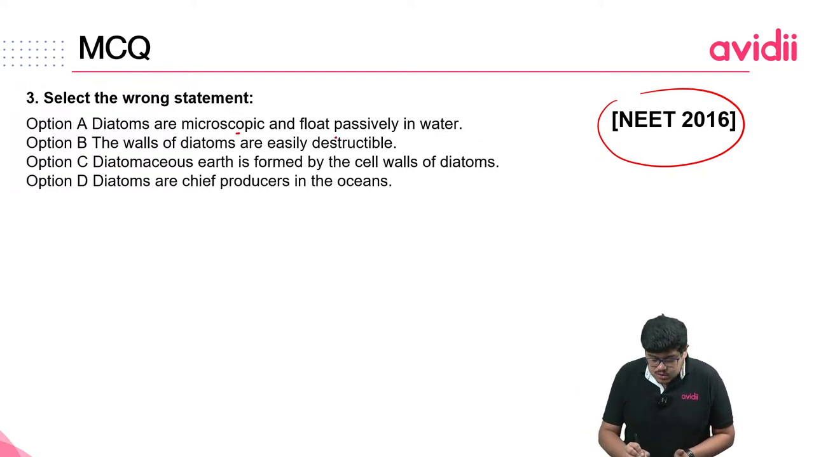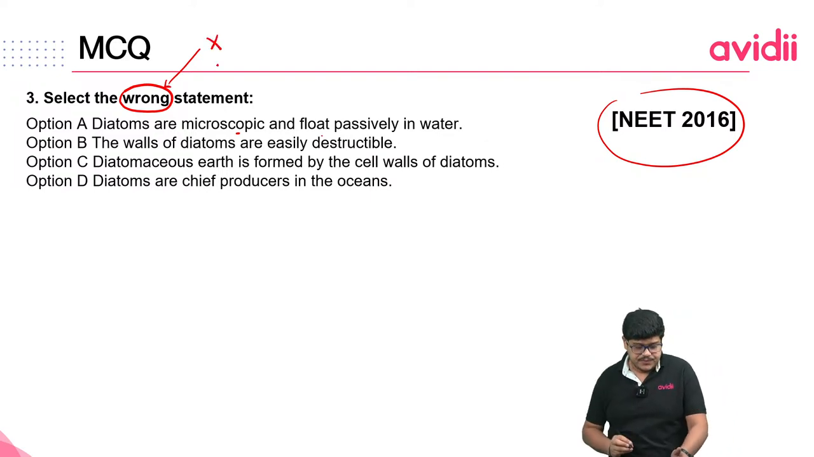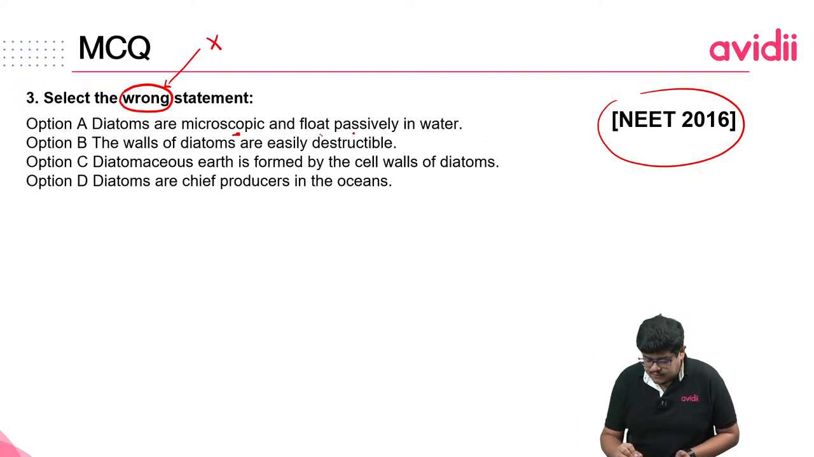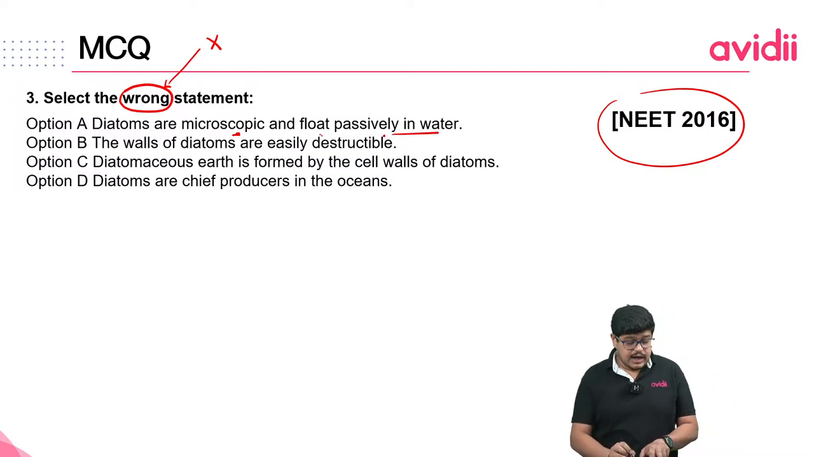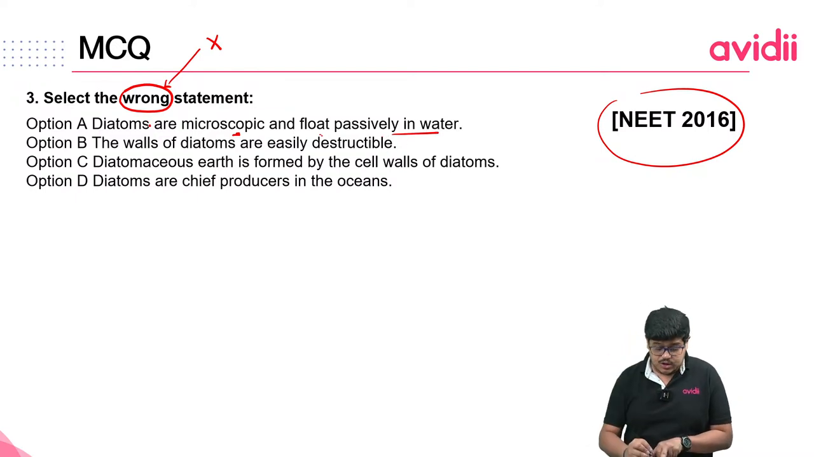Diatoms are microscopic and float. यहाँ पे क्वेश्चन है select the wrong statement. अगेन अच्छे से क्वेश्चन को पढ़ना है, यहाँ पे रॉन्ग बोला है, राइट तुमको नहीं सिलेक्ट करना है. So you need to select the incorrect one. Let's see, diatoms are microscopic and float passively in water. So diatoms जब है, आपका इतना कंसेप्चुअल नॉलेज होना चाहिए. So diatoms, you can relate it with your chrysophytes.